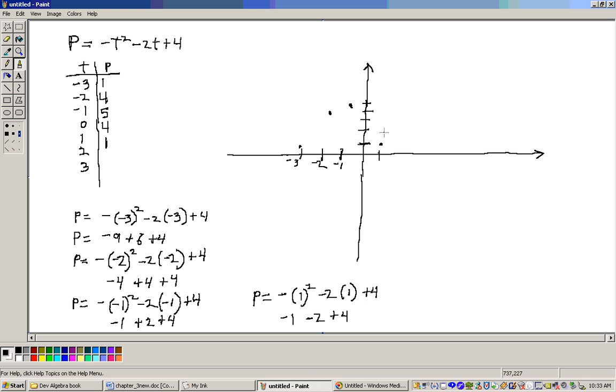And really that's about all the points I need. I can see that drawing the curve through these points, it's going to be a parabolic shape, a parabola, and it's just going to continue to go down on both sides, so that would be that parabola. We'll go on to graph one more.